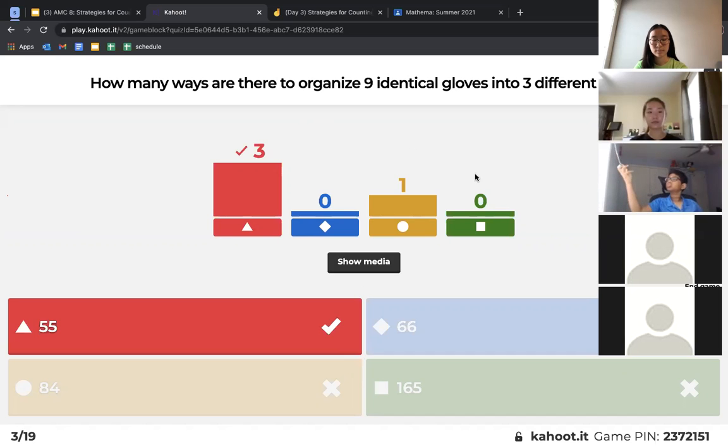Okay, so remember, there's 9 identical gloves into 3 different bins. So we're going to have 2 dividers, and we're going to have 11 places where we can put those 2 dividers. So 11 times 10 divided by 2, or 11 choose 2, is going to be 55.